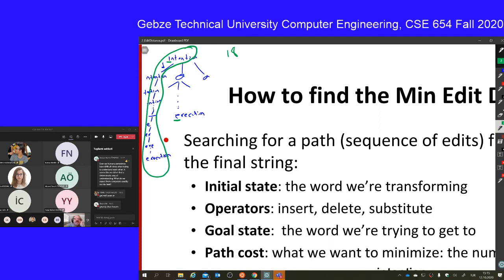The shortest path is going to give me the minimum edit distance. I found a solution, but I'd like to know whether what I found is the shortest path. How would I know that?